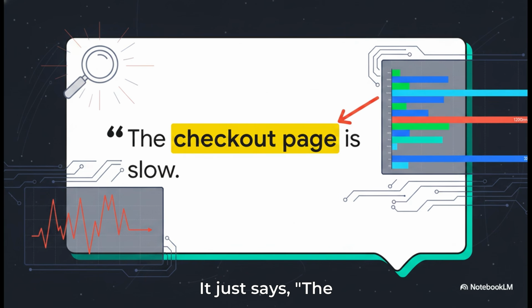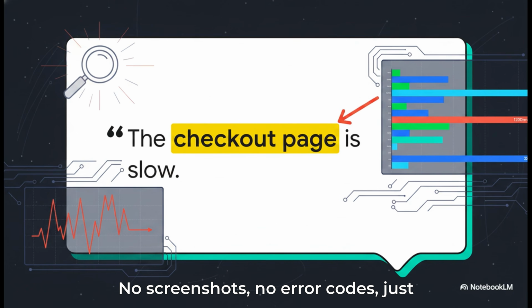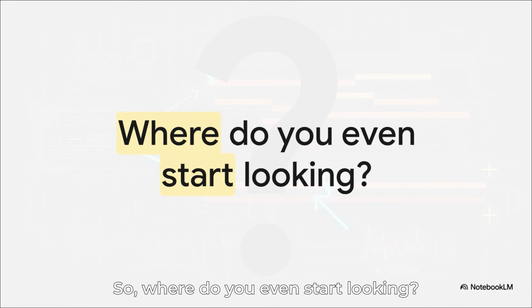It just says, the checkout page is slow. That's it. No screenshots, no error codes, just a really annoyed user and a silently struggling system. So, where do you even start looking?